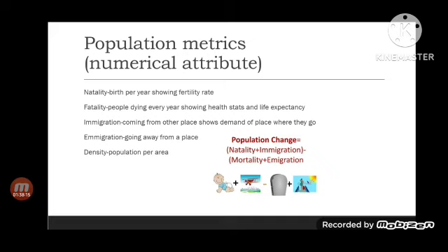Population growth rate is determined by fertility, natality or birth rate, mortality or death rate, crude death rate. Immigration, or people coming into a country or a location, and emigration, going out of a location. These were numerical attributes; there are also structural attributes, like age and gender ratios, that tell how the population will grow further.